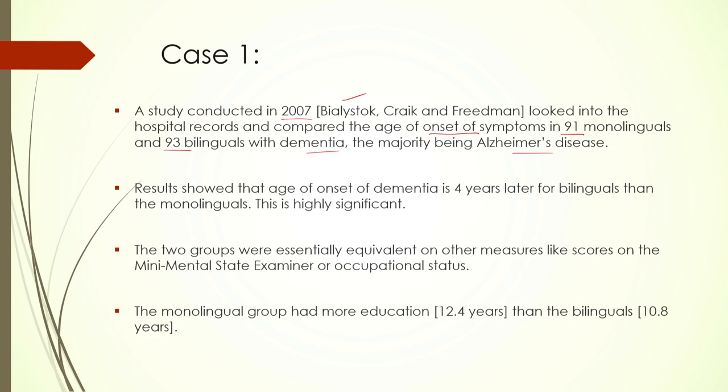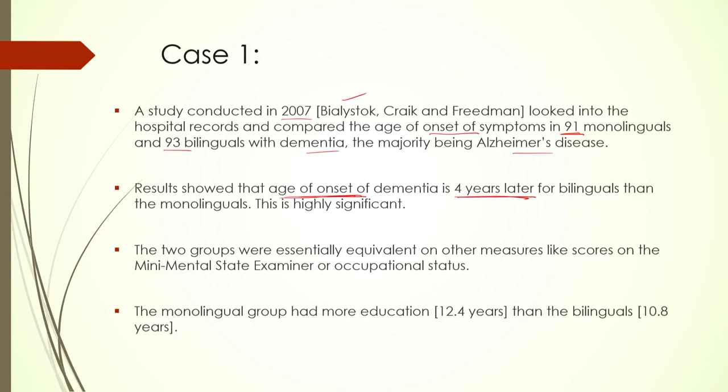One issue let me clear before we get into this more is that typically, for this kind of patients, the Alzheimer's, Parkinson's, dementia patients, most of the studies have been dependent on hospital records, when they visited the hospital for diagnosis. So their first hospital visit is what the focus has been in this study. The comparison was between 91 monolinguals and 93 bilinguals who all suffered from dementia, majority from Alzheimer's disease. The results showed that the age of onset of dementia is 4 years later for bilinguals than the monolinguals. On an average, the bilinguals had reported a later onset of the disease as opposed to monolinguals who had reported an earlier onset of the same disease.